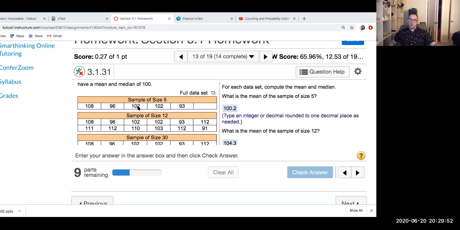For this one, I would prefer StatCrunch because you can just click that box and you don't have to enter the data. Just hit the box next to where it says full data set, and open in StatCrunch. So it saves time because you don't have to enter the data into your calculator.